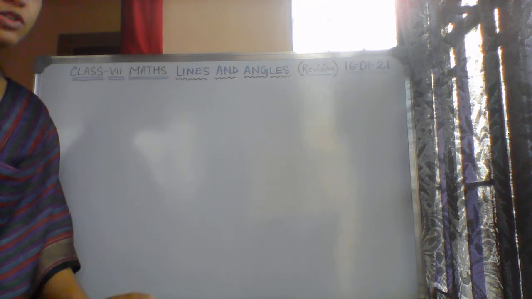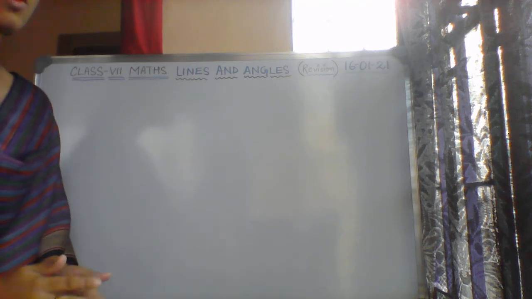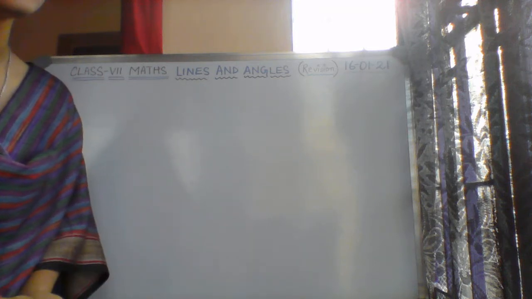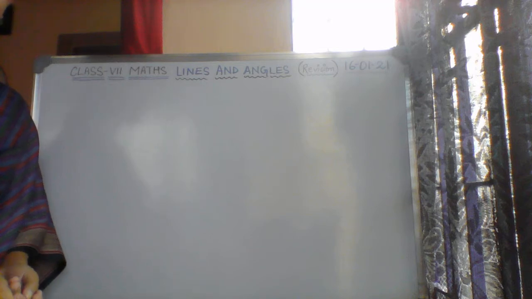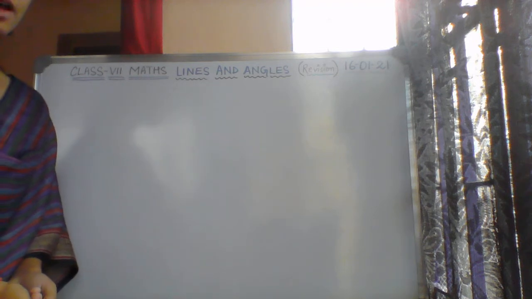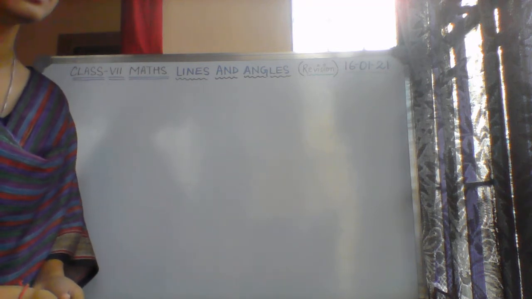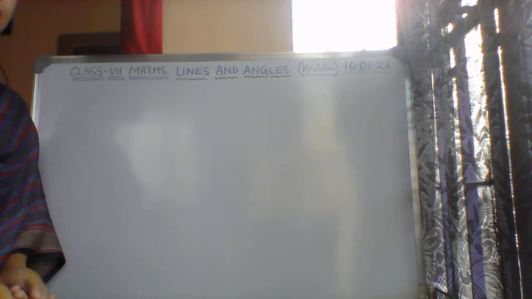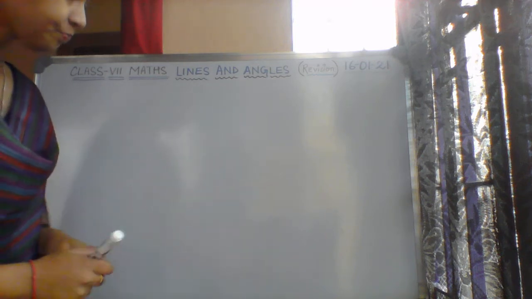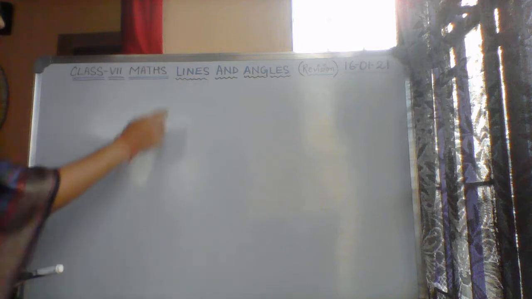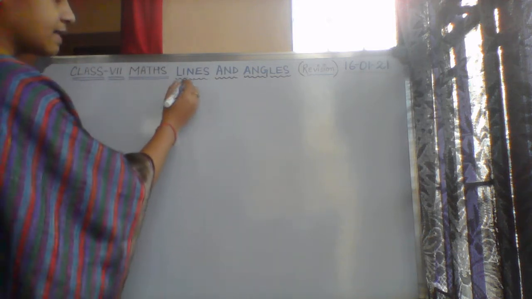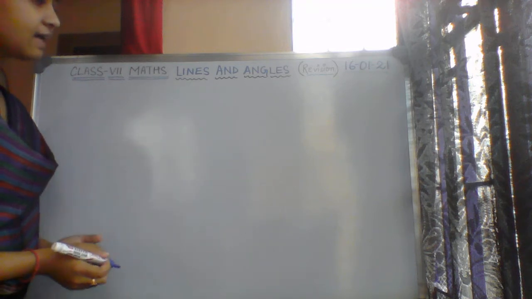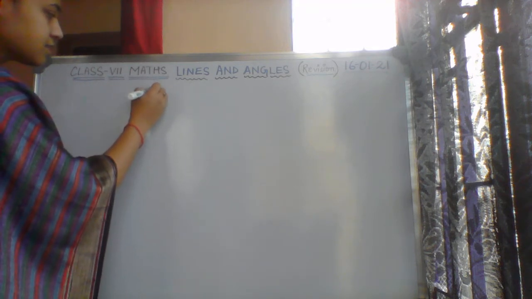For a second, you just pause the video and recall, in the Lines and Angles chapter, what are the new things you have studied. Yes, I hope you have got a few terms that you have learned newly in this class. So first of all, from this Lines and Angles chapter, two things came. Lines. So under lines, you have studied various terms.